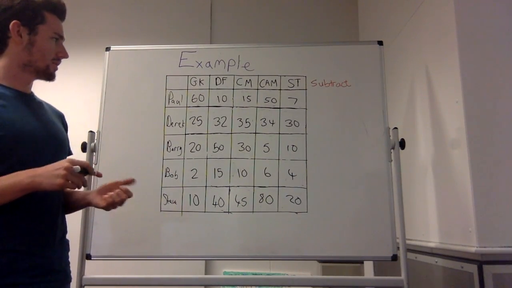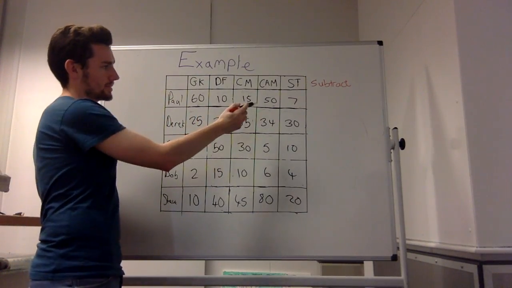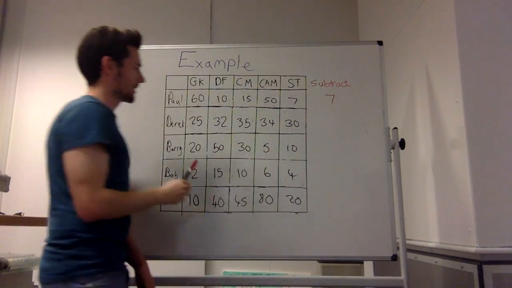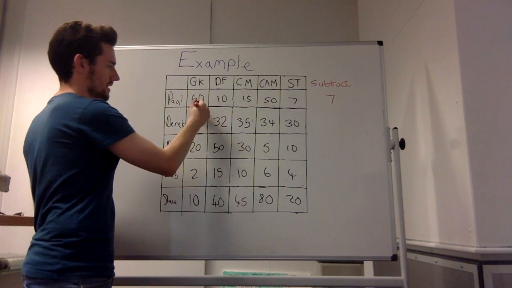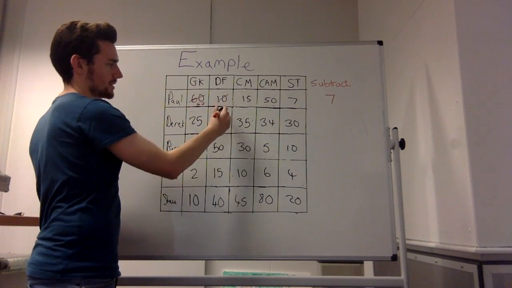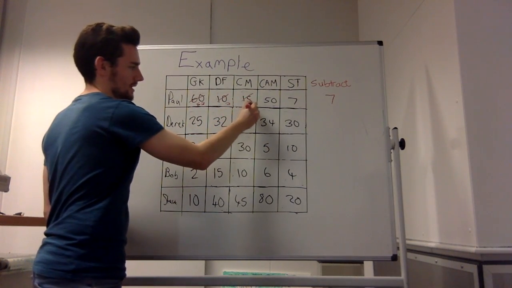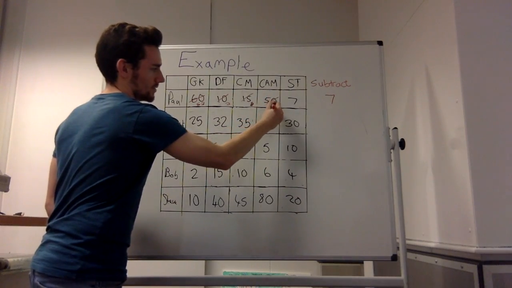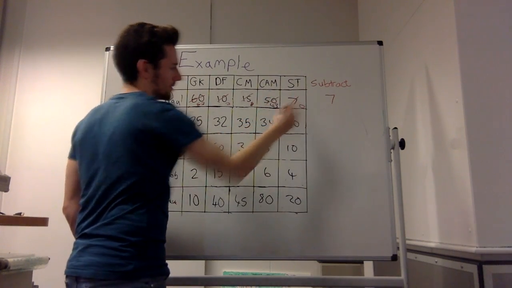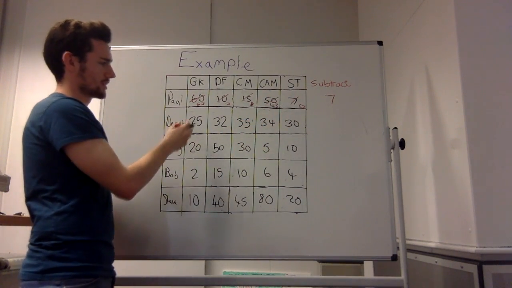So now, from the first row, the minimum element is 7. We want to subtract that from every single element in this row. 60 minus 7, 53. 10 minus 7, 3. 15 minus 7, 8. And 50 minus 7, 43. 7 minus 7, 0.